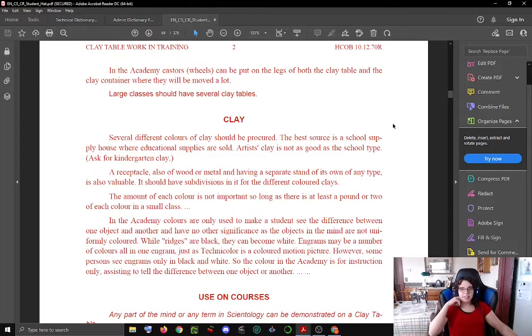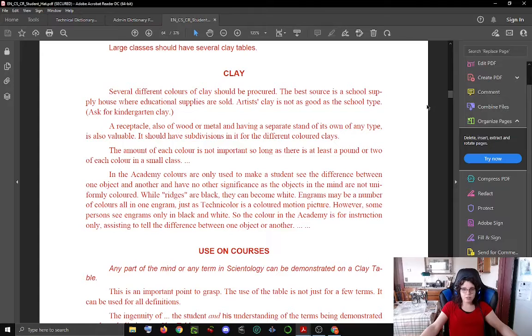In the academy, casters or wheels can be put on the legs of both the clay table and the clay container, where they'll be moved a lot. Large classes should have several clay tables. Clay. Several different colors of clay should be procured. The best source is a school supply house where educational supplies are sold. Artist clay is not as good as the school type. Ask for kindergarten clay.